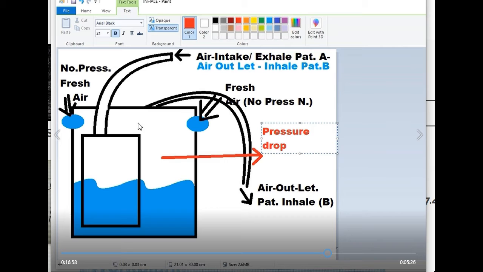Of this, breathe in or let go of the pressure, it makes it sink. Or actually, the pressure drops. So basically what patient B does then is exhale.